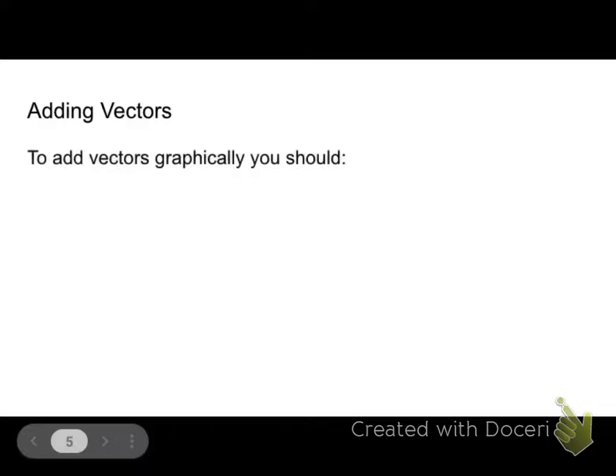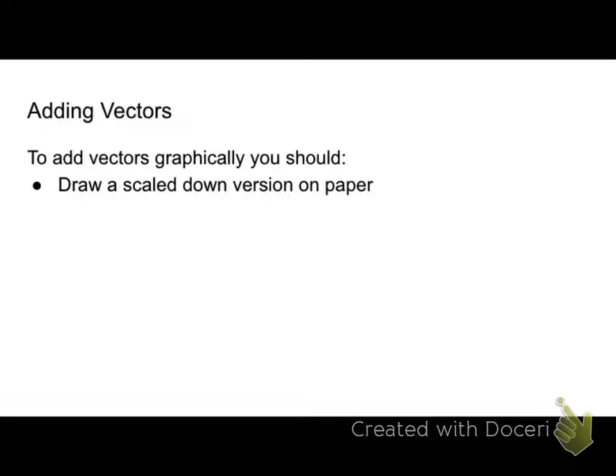Here's how we go about adding vectors graphically. So you want to do a scaled down version onto paper. If you have something that's in kilometers, you could scale it down to, like, 1 centimeter equals a specific number of kilometers, and that would help you scale it down so you can draw it out. And that's when you would need to use a ruler to measure the length of your vector arrow, because you'd want it to be a matching scaled down length.